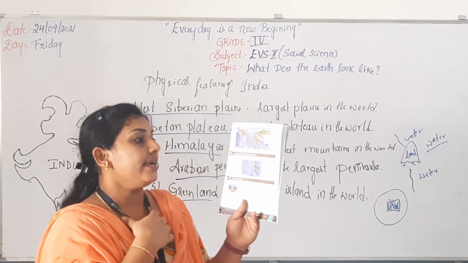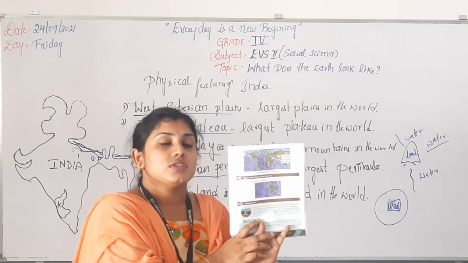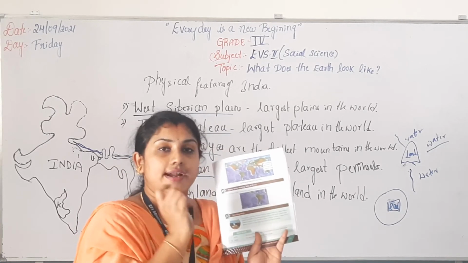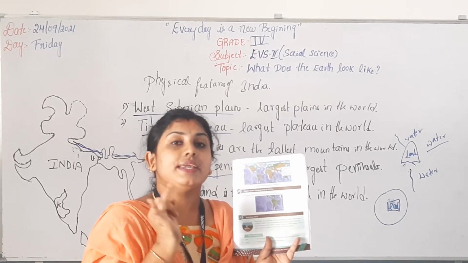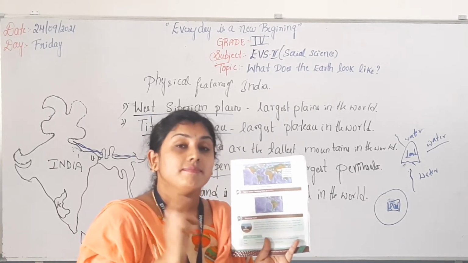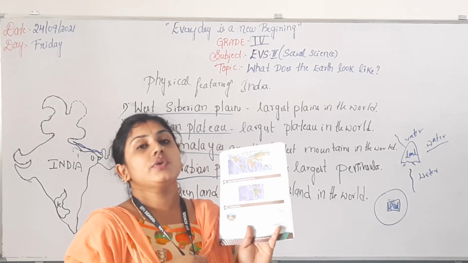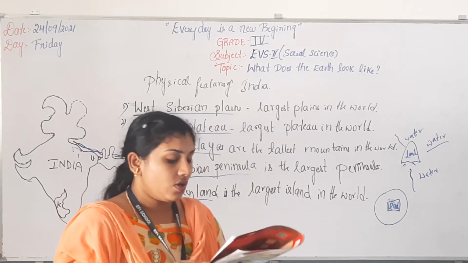Identify the mountain using the colors on the map. I told you before the class itself, you should buy an atlas book. In the atlas book, you can easily identify the plateau, plain, valley, mountain, glacier, delta, everything, when you have the atlas book in your home.